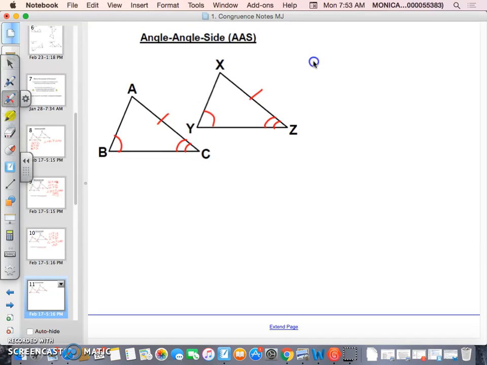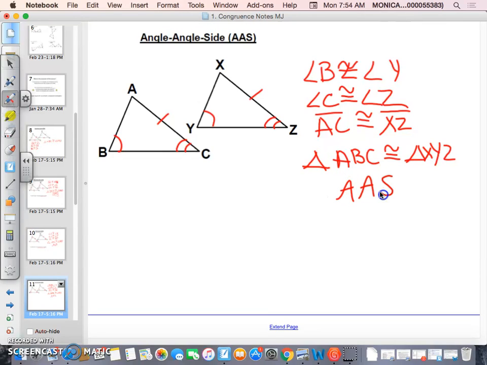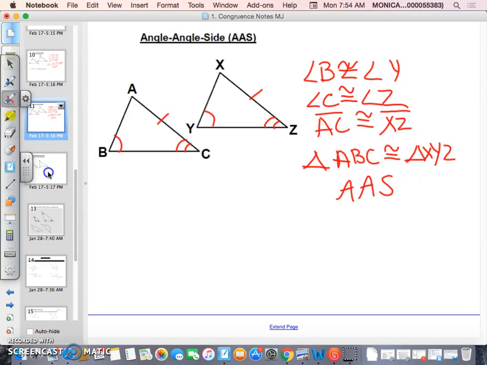So I'm going to write my congruent statements. Angle B is congruent to angle Y. Angle C is congruent to angle Z. And then I know that line segment AC is congruent to line segment XZ. So then I can say for certain that triangle ABC is going to be congruent to triangle XYZ. And again, this is because of angle, angle, side. You can probably also say side, angle, but we'll just keep it like this for now. So and this is our final proof.